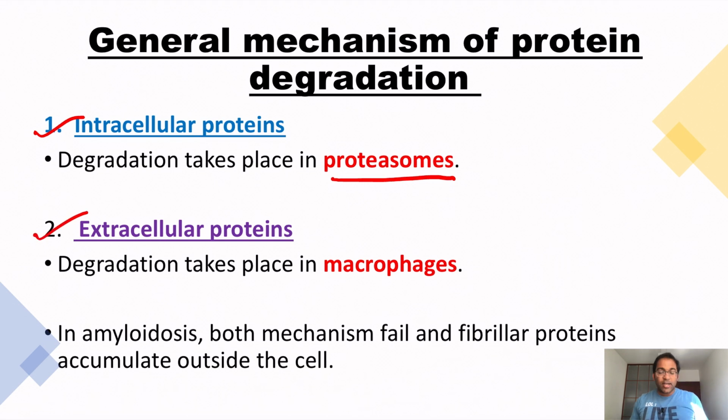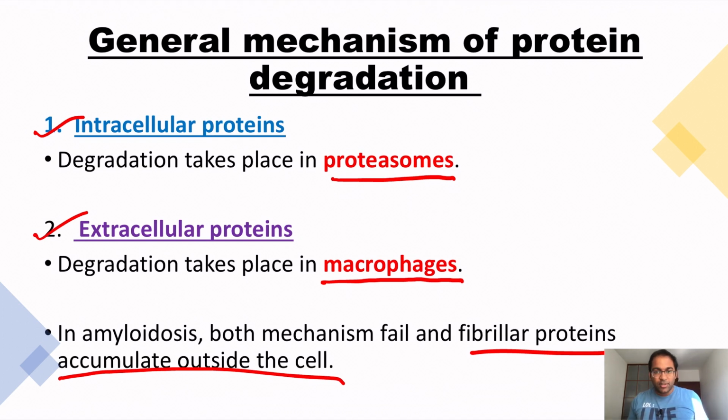The second type is extracellular proteins, and for them we have macrophages. The macrophages phagocytose the proteins, and then they degrade the proteins into smaller peptide fragments. Now in amyloidosis, both mechanisms that I mentioned fail, right? And fibrillar proteins accumulate outside the cell. Now why do these mechanisms fail? It's because we don't have the alpha helical conformation that the proteasomes and macrophages require. We have the beta conformation, which is like foreign to us.